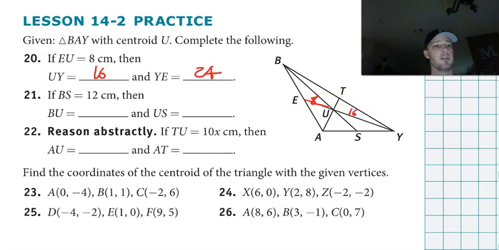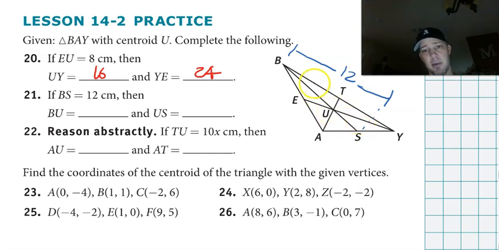Okay, for number 21, let's use a different one here. If BS equals 12, so if the whole thing from B all the way to S equals 12, then what is BU? Okay, well, I don't know what it is yet.